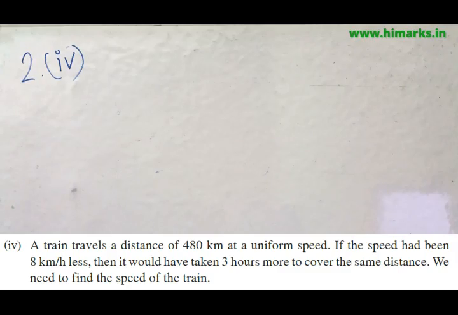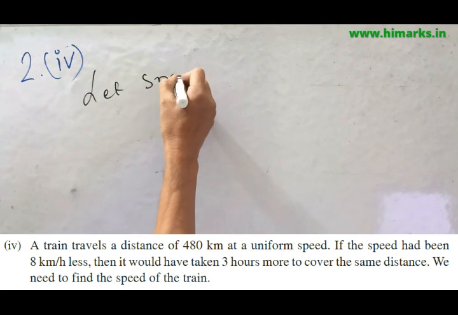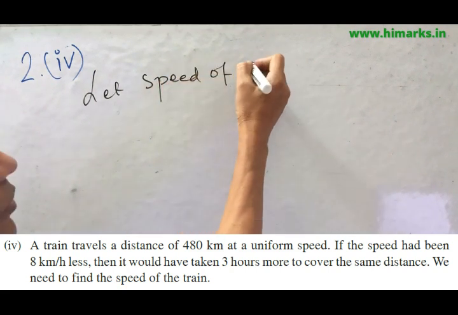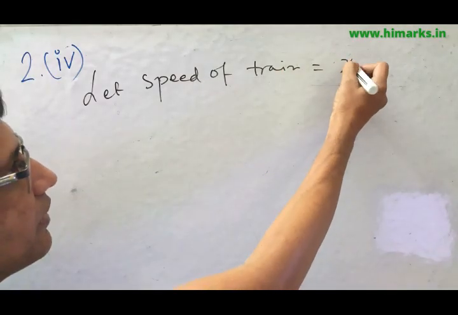So most of the time you read the problem, and then you see that at the end it is mentioned we need to find the speed of the train. So most of the time if they say that we want to find something, it is better that you take it as x. Okay, so here let's write that. Let the speed of the train be x.